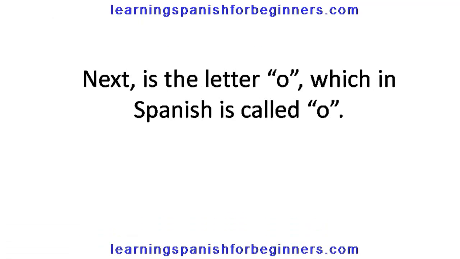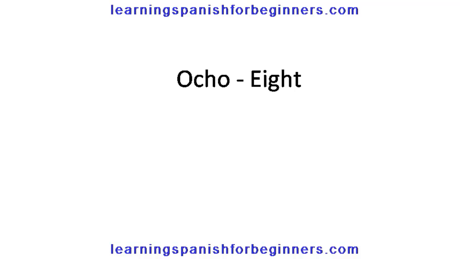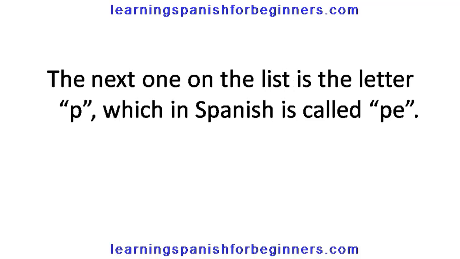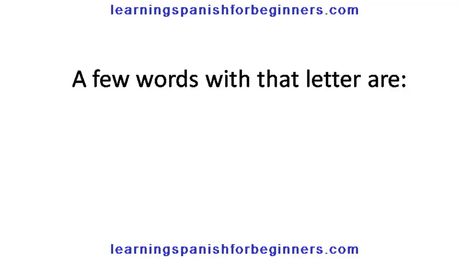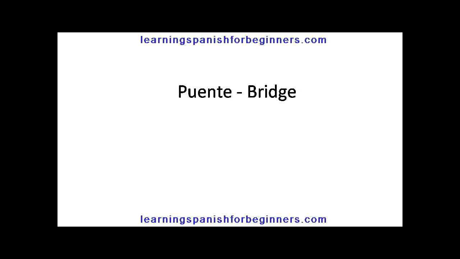Next is the letter O, which in Spanish is called O. A few examples are ocho, 8. Obtener, to obtain. Ostión, oyster. The next one on the list is the letter P, which in Spanish is called P. A few words with that letter are parque, park. Puerta, door. Puente, bridge. We're almost done.